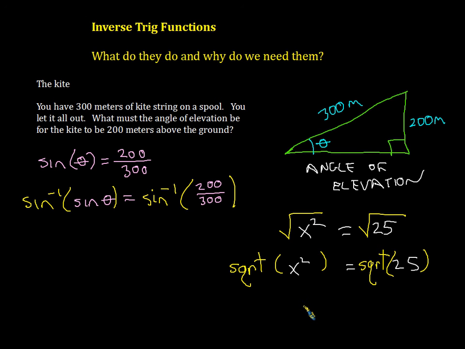Hopefully, you'd be able to do exactly the same thing. We're still going to get x over here, and we're still going to get 5 over here. We're just applying the square root function to x squared and the square root function to 25. That's what we're doing with this inverse sine. We're applying this inverse sine function to the sine of theta and the inverse sine function to the 200 over 300.